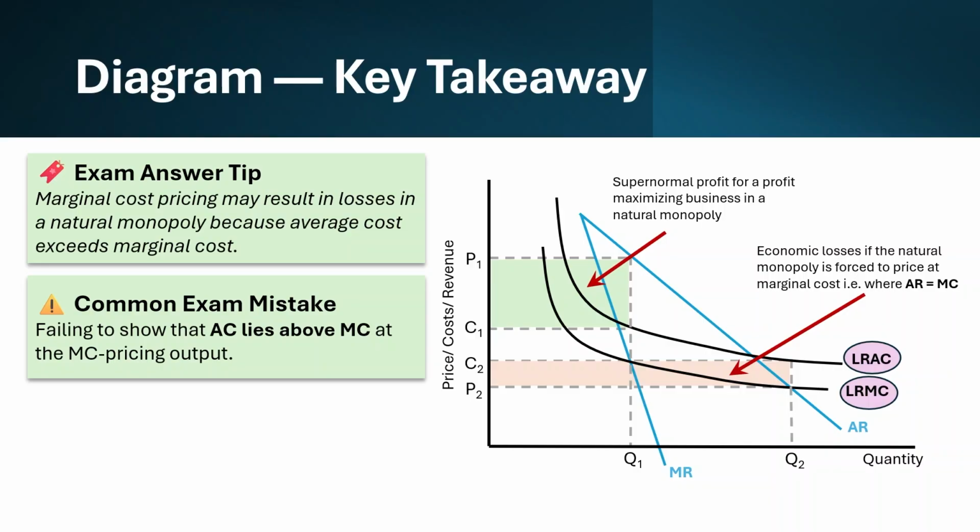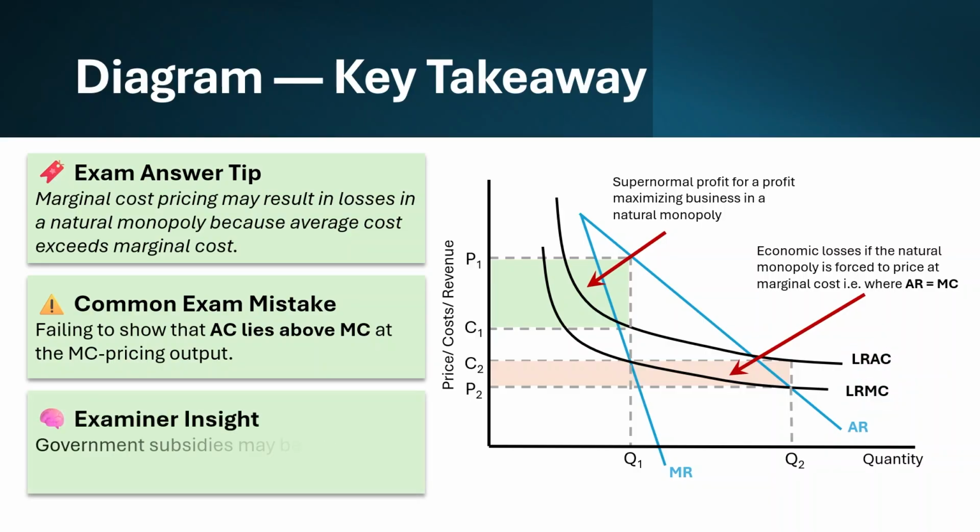The key insight, what you must remember in the case of a natural monopoly, is that subsidies allow the firm to keep operating while still charging a lower socially desirable price. Marginal cost pricing improves allocative efficiency, but in a natural monopoly, it may require government support to be financially sustainable. So these are the key points you must always keep in mind while explaining the diagram.